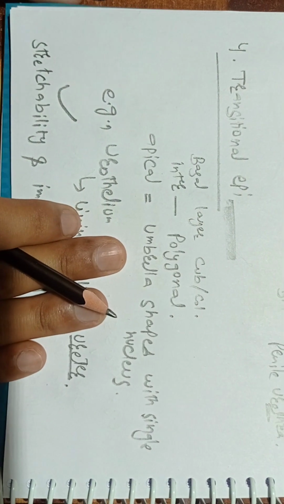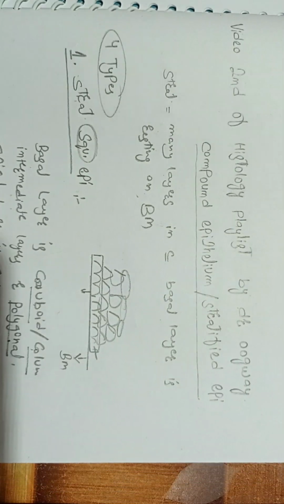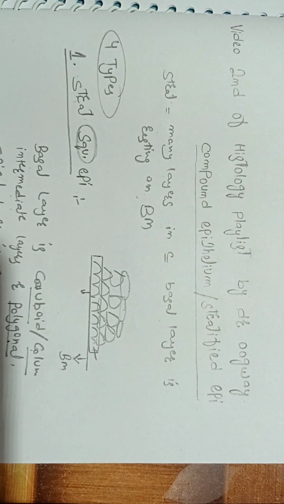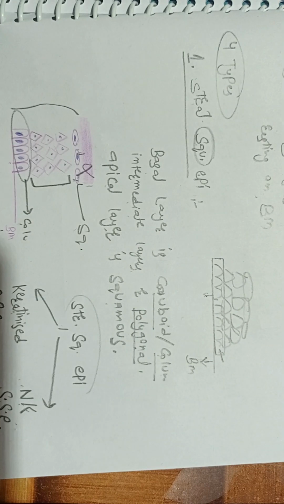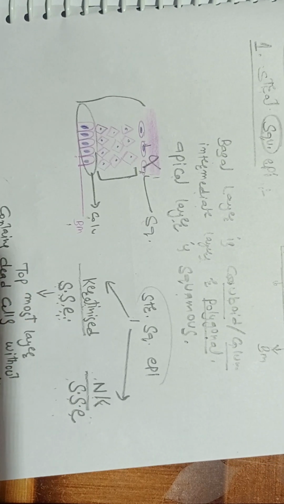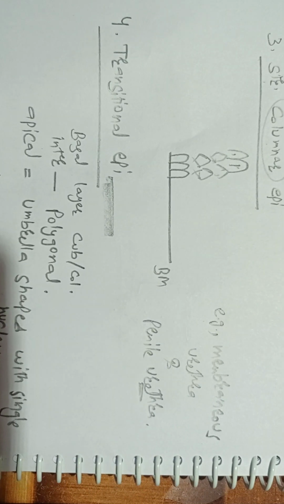So in this lecture we studied compound epithelium, also known as stratified epithelium, and its four types. The first type is stratified squamous epithelium, which is of two types, keratinized and non-keratinized. Then stratified cuboidal epithelium, then stratified columnar epithelium, then transitional epithelium. Simply, stratified means many layers. So compound epithelium is clear.